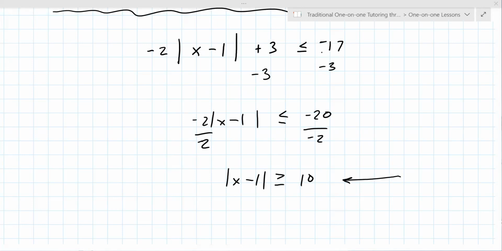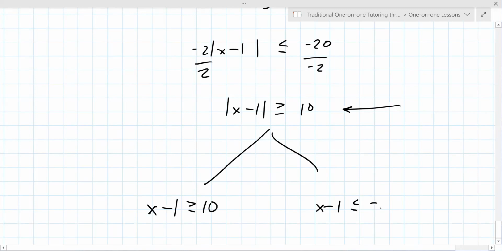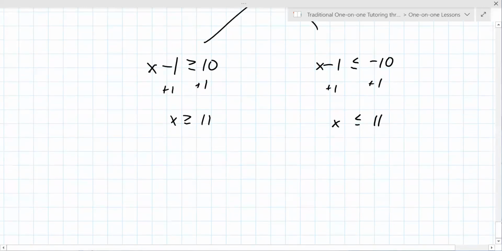Yeah, I just got the answers for this one. Okay. So this one is the two forks. Fork 1 is x minus 1 greater than or equal to 10. Fork 2 is x minus 1 less than or equal to -10. Is that okay? Yeah, that's what I got. And then you add 1. So x is greater than or equal to 11. Add 1. X is less than or equal to -9. All right, is that okay? Sounds good. That's what I got.